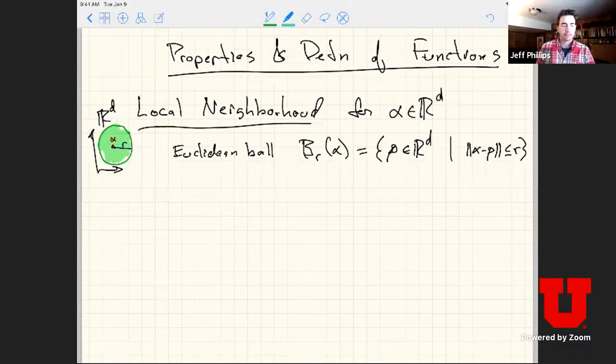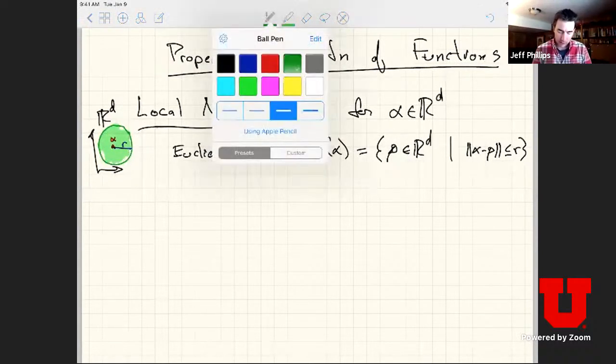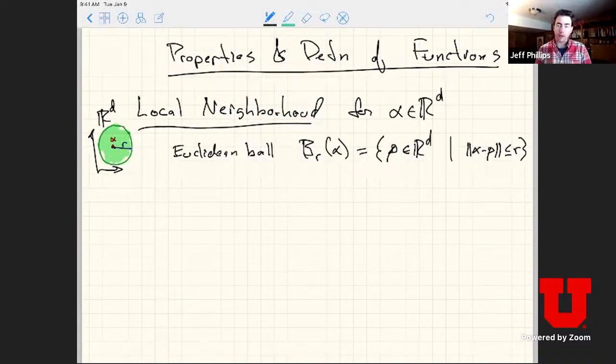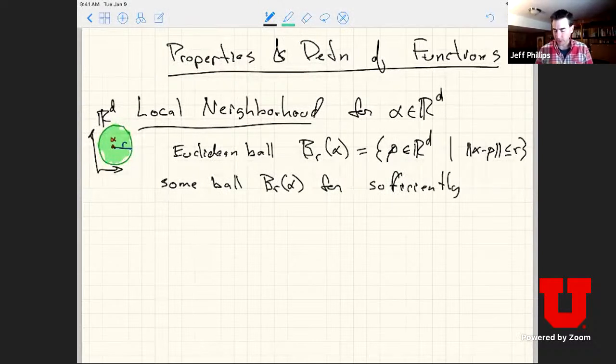Okay, so a local neighborhood can be defined as some ball B_r of alpha for a sufficiently small value r.